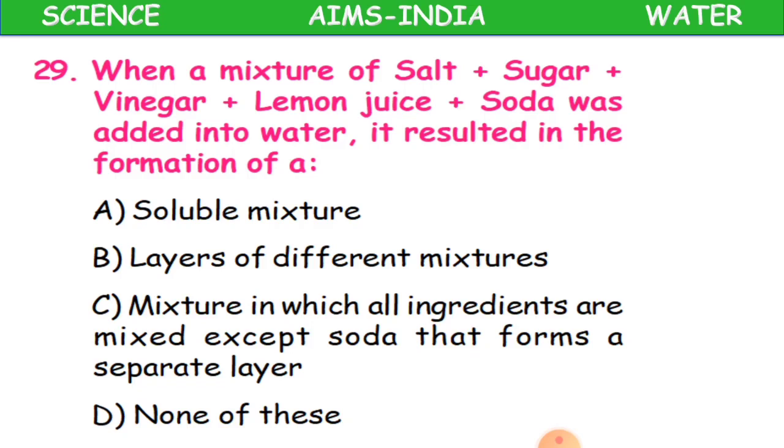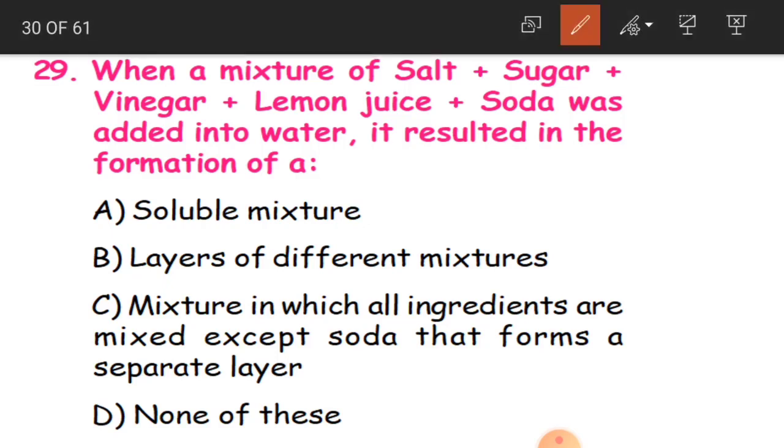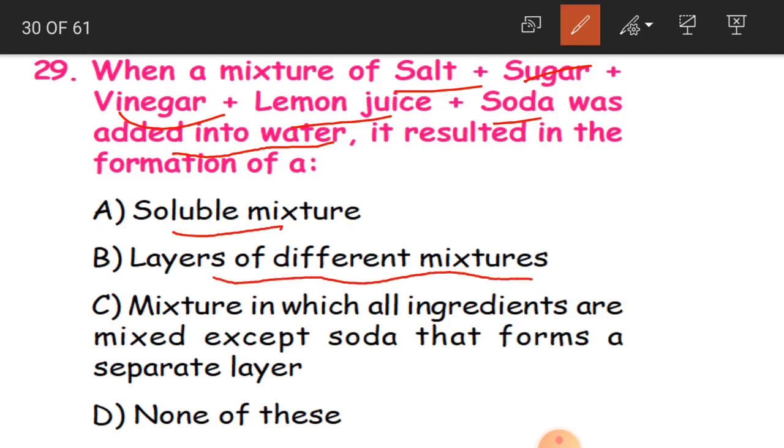When a mixture of salt plus sugar plus vinegar plus lemon juice plus soda was added into water, it resulted in the formation of a. So when you add all these into water, it is going to form a soluble mixture, layers of different mixtures, mixture in which all ingredients are mixed except soda that forms a separate layer, or none of these.